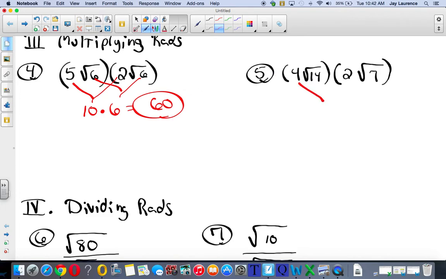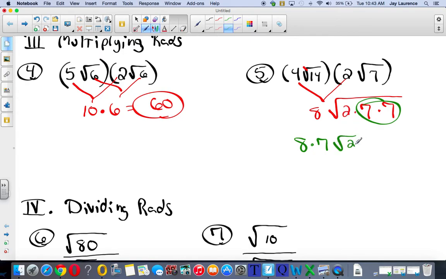All right, I'm going to do 4 times 2, and I'm going to get 8. Now this rad, I'm not going to multiply 14 times 7. I'm going to think about 14 as 2 times 7. And then I need another 7 in there. And look at that. I have a pair, don't I? The 7s can leave the house. I'm going to have an 8 times the 7 that left the house. The 2 is left inside the rad. And if I multiply that, I get 56 rad 2.